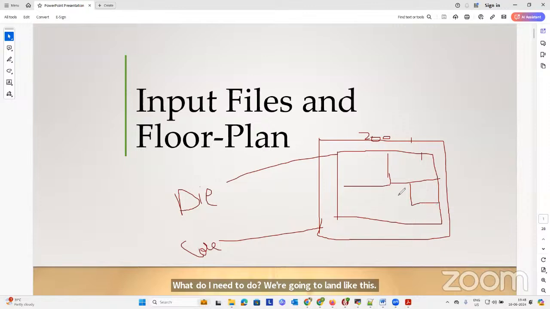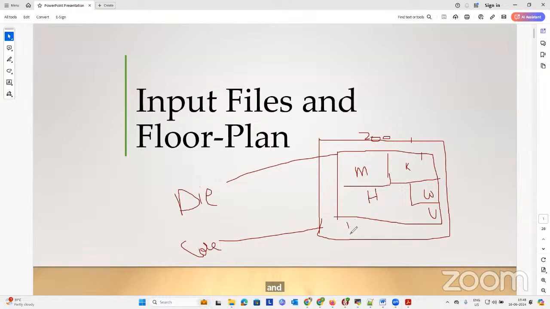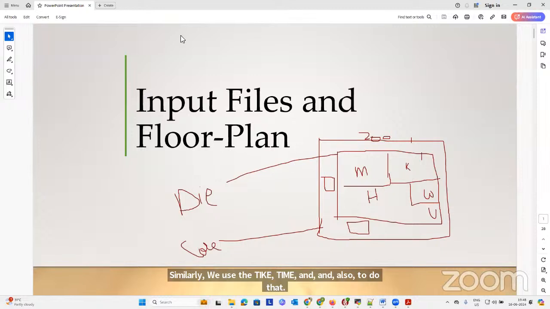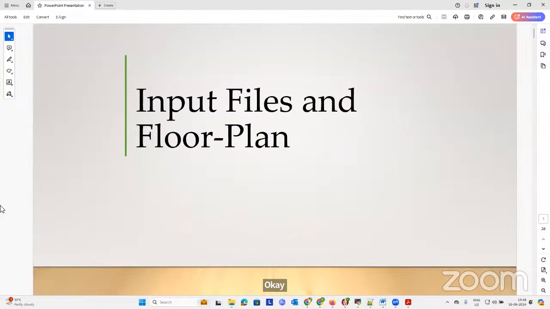And this is my utility. And this is my hall. This is my kitchen. This is my master bedroom. This is my washroom. This is my utility. And here is my parking. And here is my gate. Okay. This is how we arrange our house based on the given plot size. Similarly, we use the chip dimensions also to do the floor plan. Okay. Is everyone able to follow me? Understand what is floor plan?